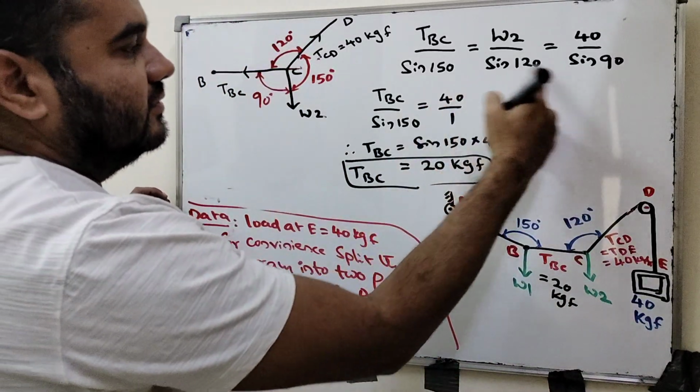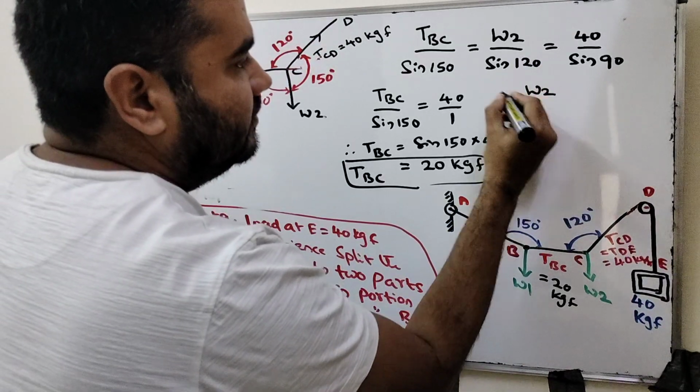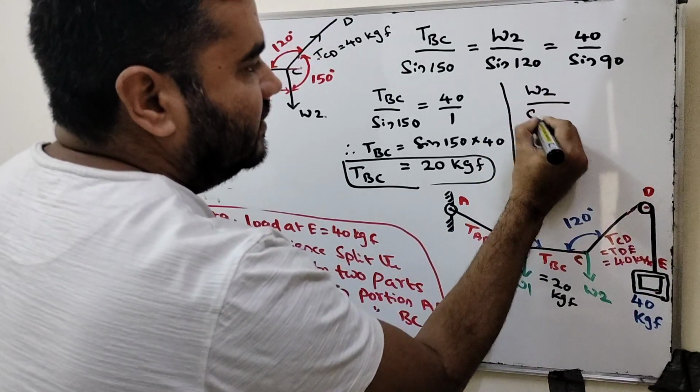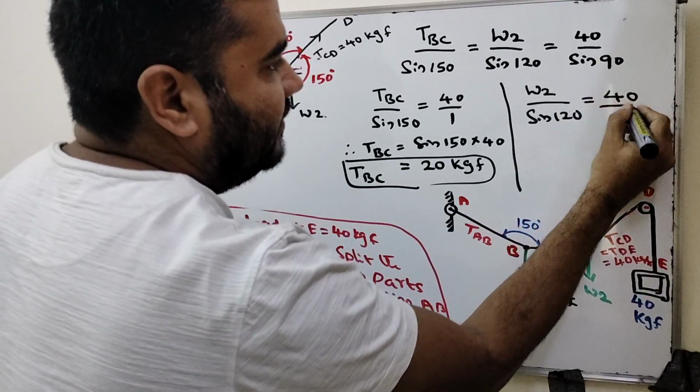Now equate these two for weight 2, W2. That is, W2 divided by sine of 120 equal to 40 divided by sine of 90, that is 1.